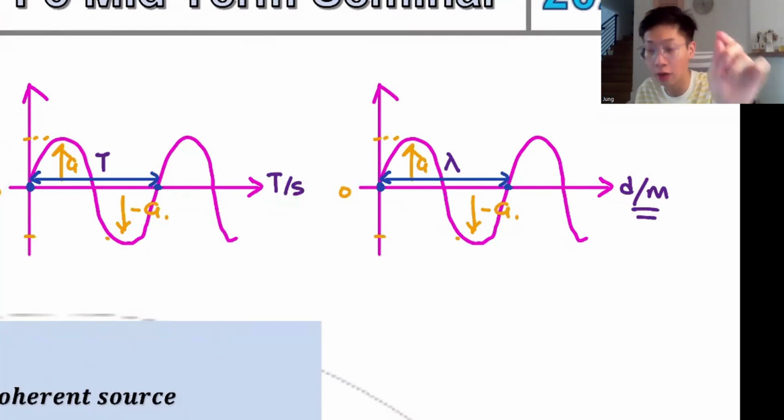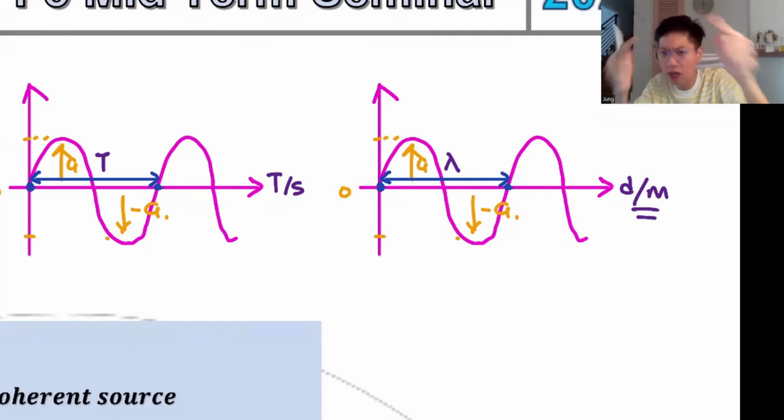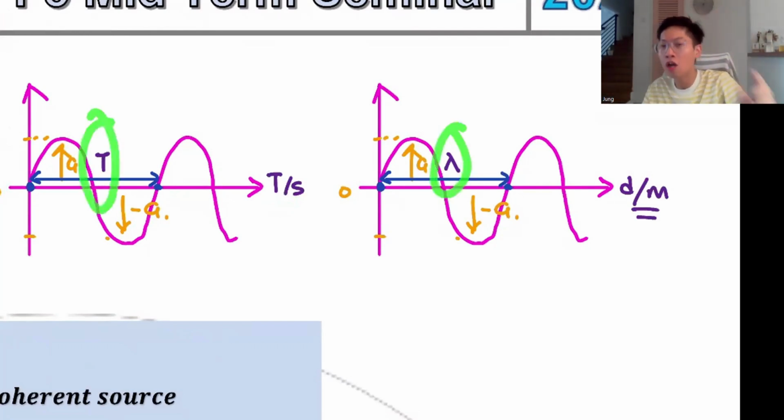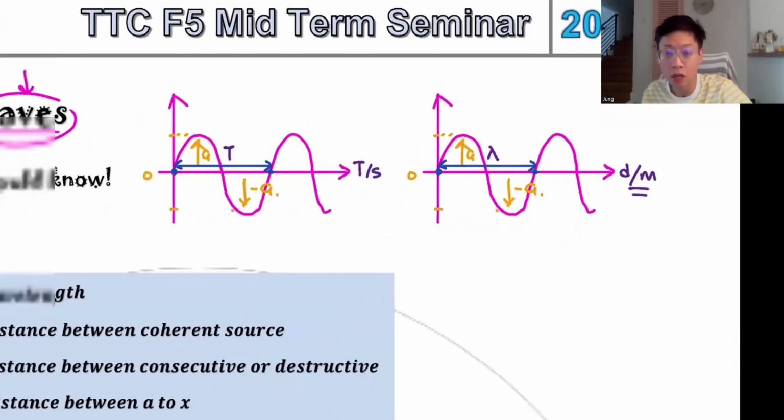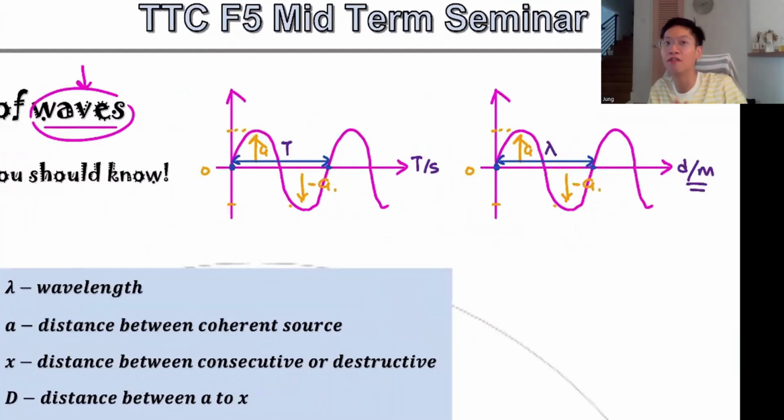So when you look at this graph, you cannot straight away think that this is the time or the wavelength. You must depend on what the axis is. So make sure you are aware of this. The left-hand side one is the time wave, and the right-hand side one is the wavelength.